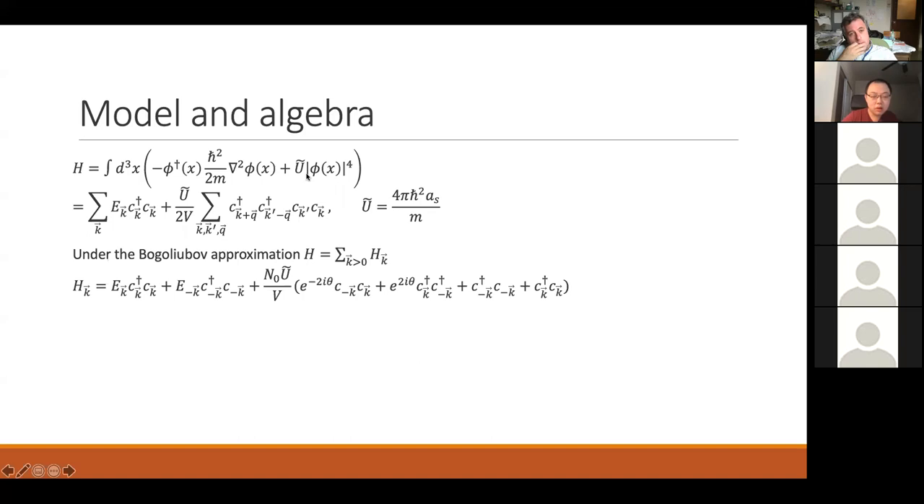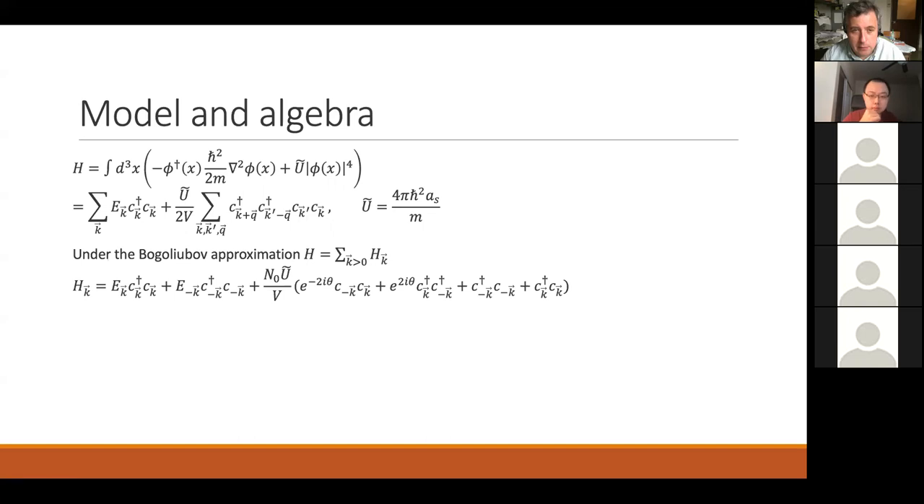Maybe I should say that. So first, let me answer the question for the Bogoliubov approximation. The approximation is simply substituting c0 and c0 dagger, those two operators, by a number, which is the condensate wave function. So since we are assuming, to be conformal, shouldn't the Hamiltonian be like K0 or something like that? I don't understand. It should be one of the generators of the algebra.